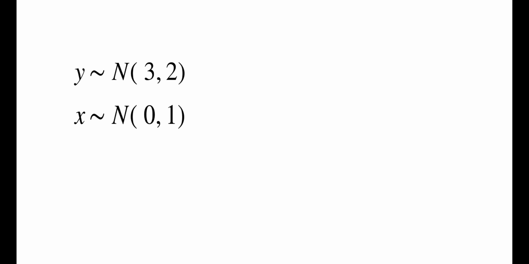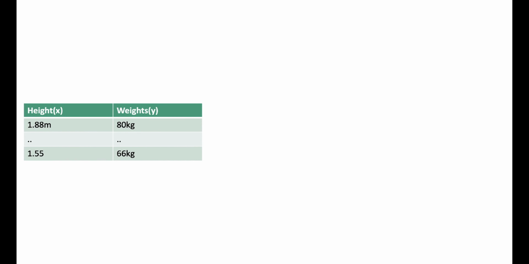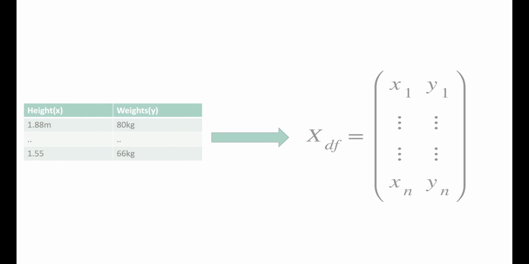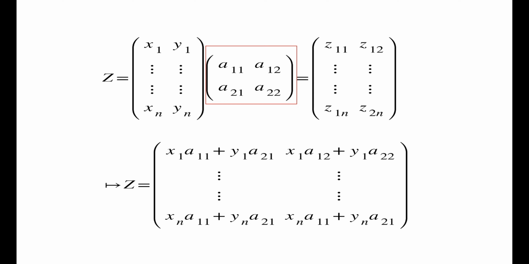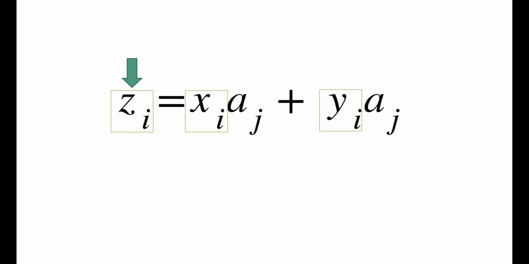Alright, before getting started with R, I would like to first explain the mathematical framework behind this model. Imagine we have two random variables, x and y, with normal distribution, and we form two random vectors. These two random variables can be height and weight, as you can see here in this data frame. This data frame can be considered as a matrix that I will call X. Our main goal here is to find another matrix A such that when we multiply X by A, we obtain a new matrix where each element is a linear combination of the original variables. That means that the new variable zeta is a linear combination of height and weight.